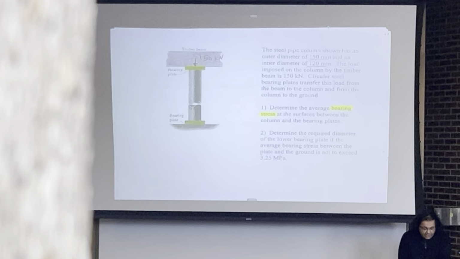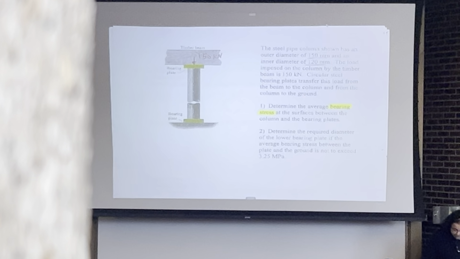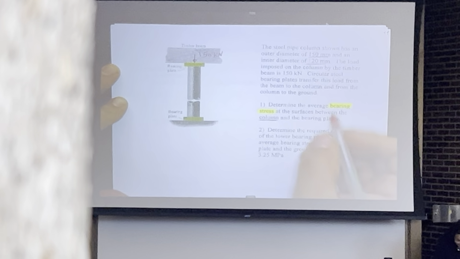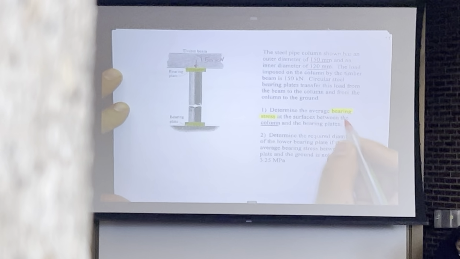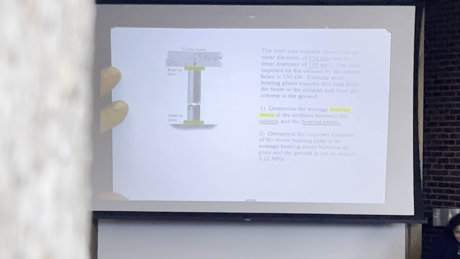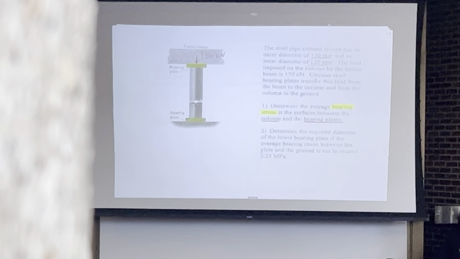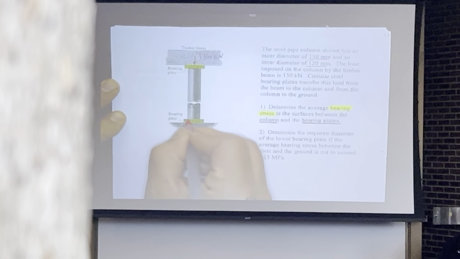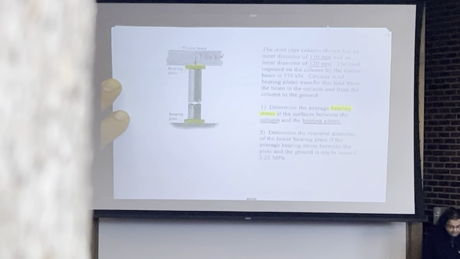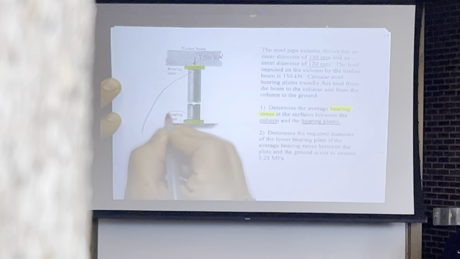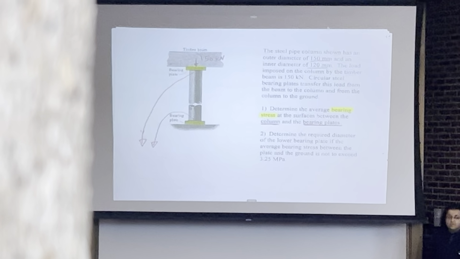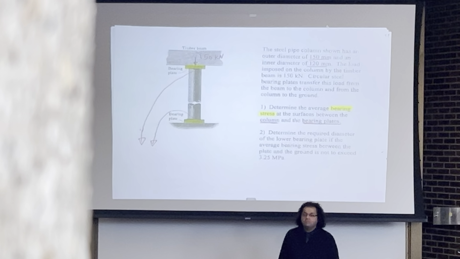In this problem, would you please tell me what is the surface of contact between the column and bearing plates? It means that here, either here or here. Can you tell me how the surface of contact looks like? Yes, the area of the outer diameter minus the area.